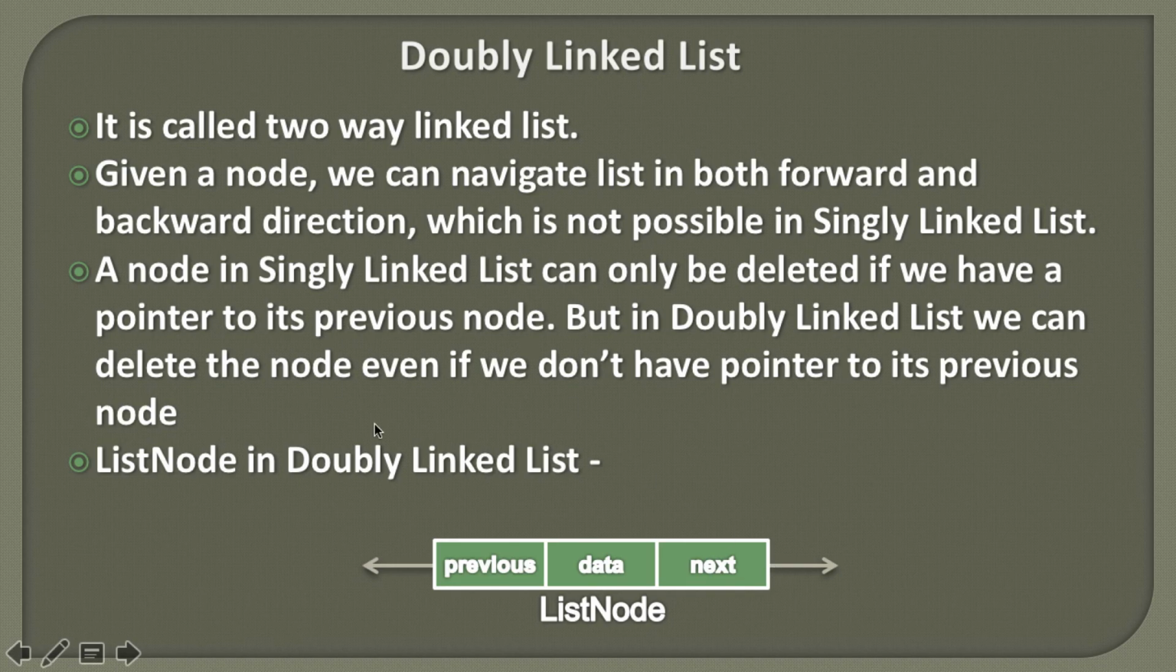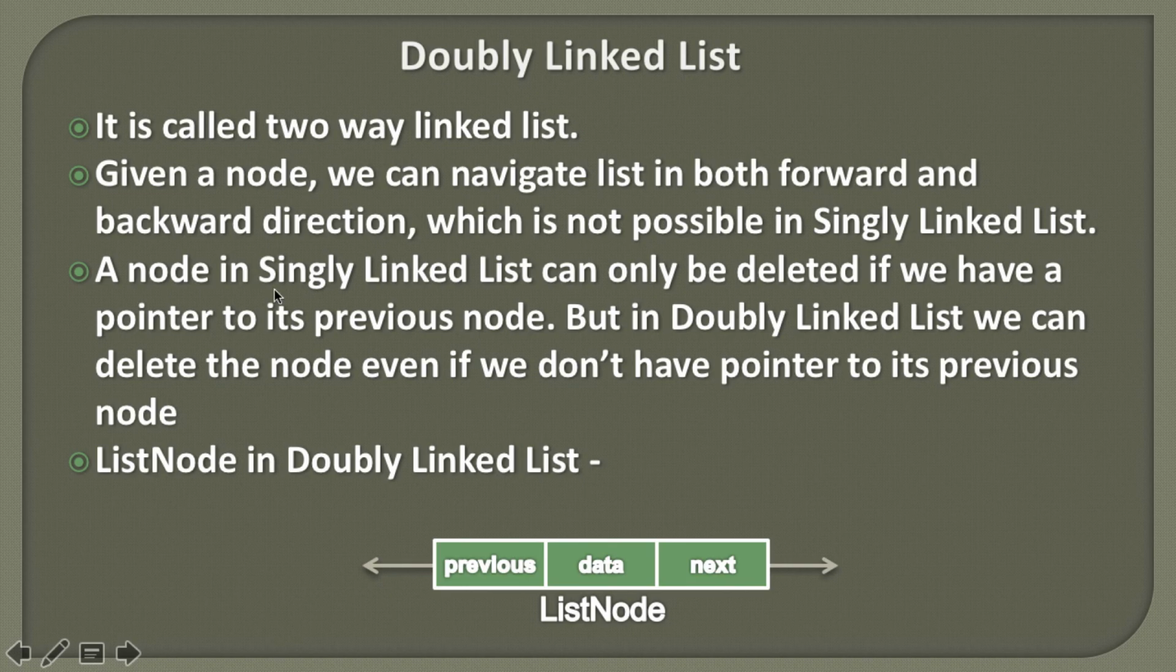So in a doubly linked list, if we are given any particular node, then we can use that node to navigate the list in both forward and backward direction. If you watched my previous tutorial on singly linked list, then we saw that we could only move in forward direction. It's not possible to move in backward direction when we are using a singly linked list, but with a doubly linked list we can move forward and backward in both directions.